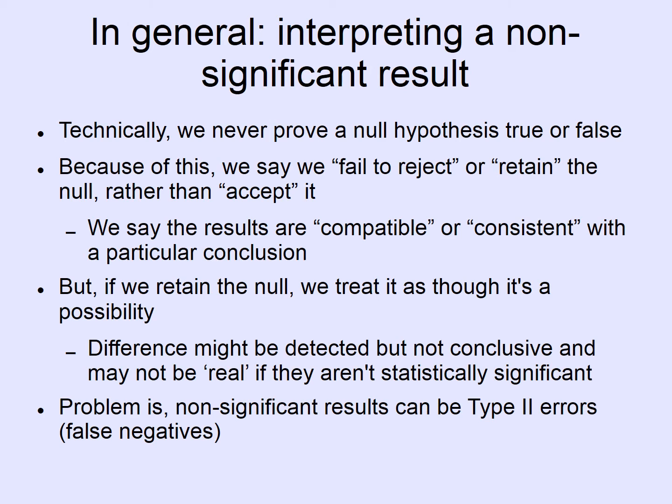So don't think that getting a high p-value means the null is true. That would be incorrect thinking. The other thing is, of course, don't forget about the possible error in there, and that's the type 2 error.